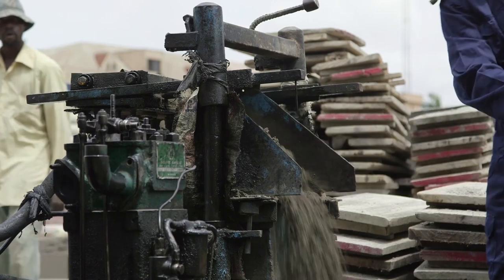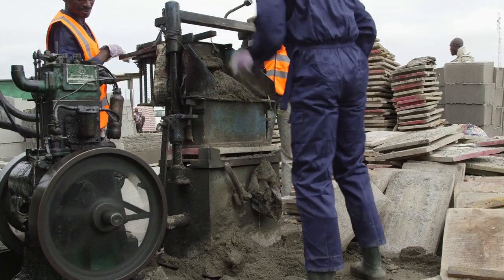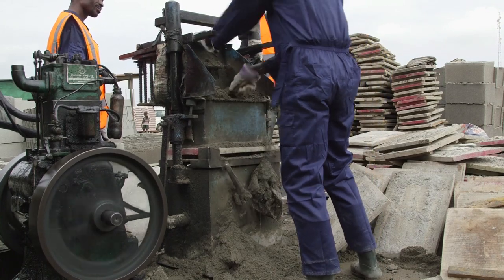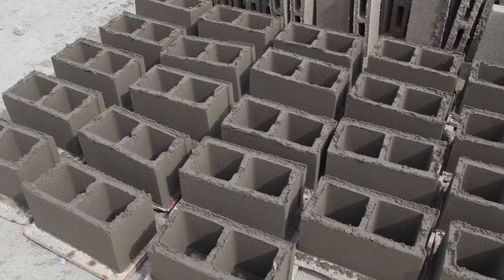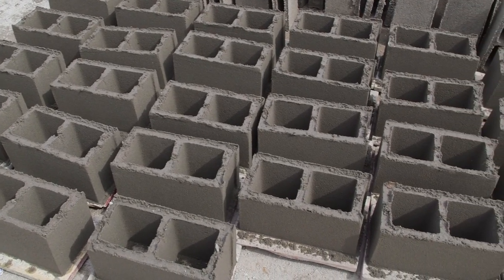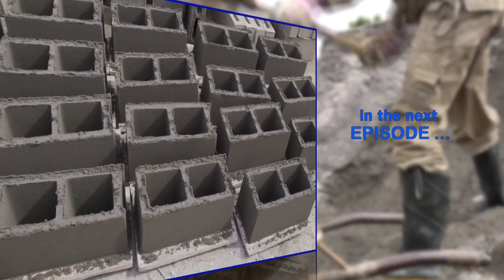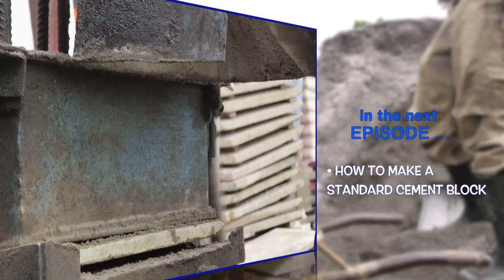Therefore, to ensure the production of cement blocks that will conform to standard specifications, cement block manufacturers must employ the services of skilled workers, adopt standard industry procedures, whilst paying attention to ethical practices during the production processes. In the next episode, we will show you how to make a standard cement block.